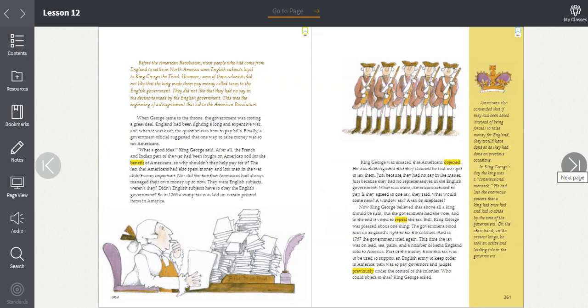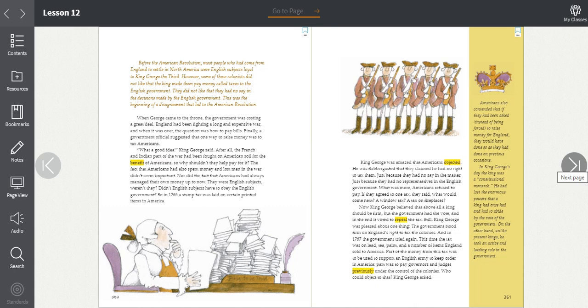Before the American Revolution, most people who had come from England to settle in North America were English subjects loyal to King George III. However, some of these colonists did not like that the king made them pay money called taxes to the English government. They did not like that they had no say in the decisions made by the English government. This was the beginning of a disagreement that led to the American Revolution.